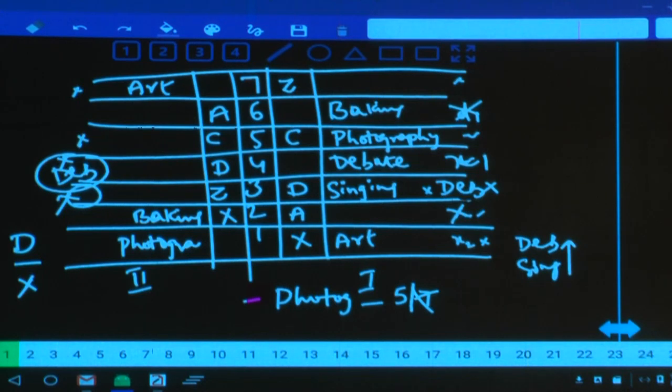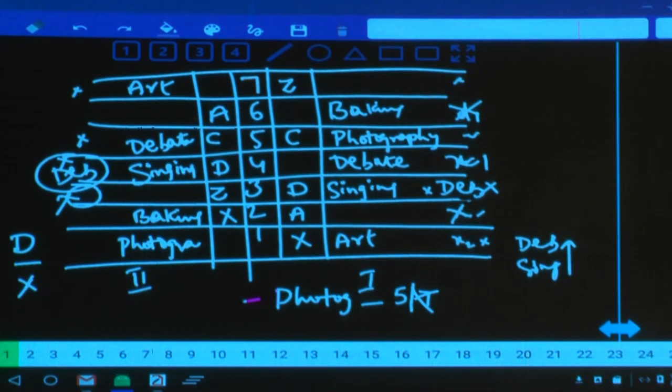The one participating in debate lives immediately above the one singing. C is not participating in singing. As C is not participating in singing, hence 6 and 5 in the second case is ruled out. Hence debate must be on the 5th floor, and singing must be on the 4th floor. Here we got 2 possibilities for debate, out of which 1 is ruled out because C cannot be singing.